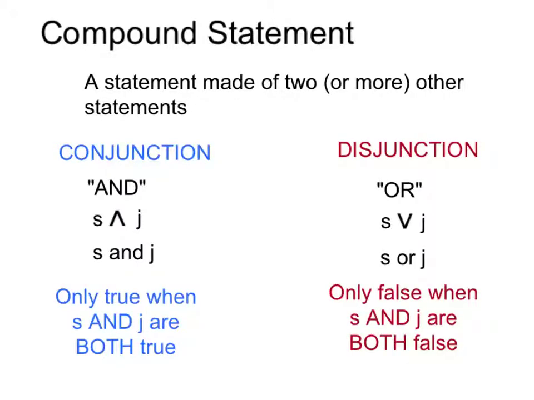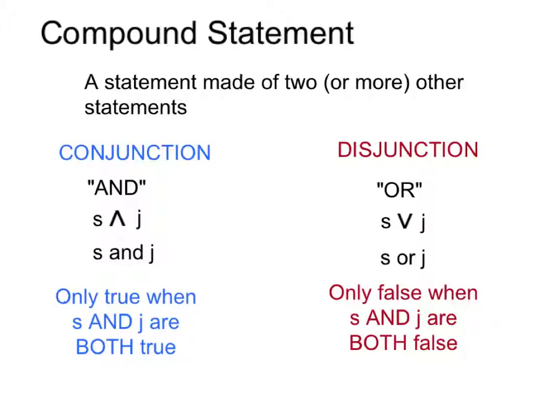A compound statement is a statement made of two or more other statements. A conjunction is an "and." It's used with the symbol like an upward or upside down V, I guess you'd call it. It's said "S and J." They are only true when S and J are both true.